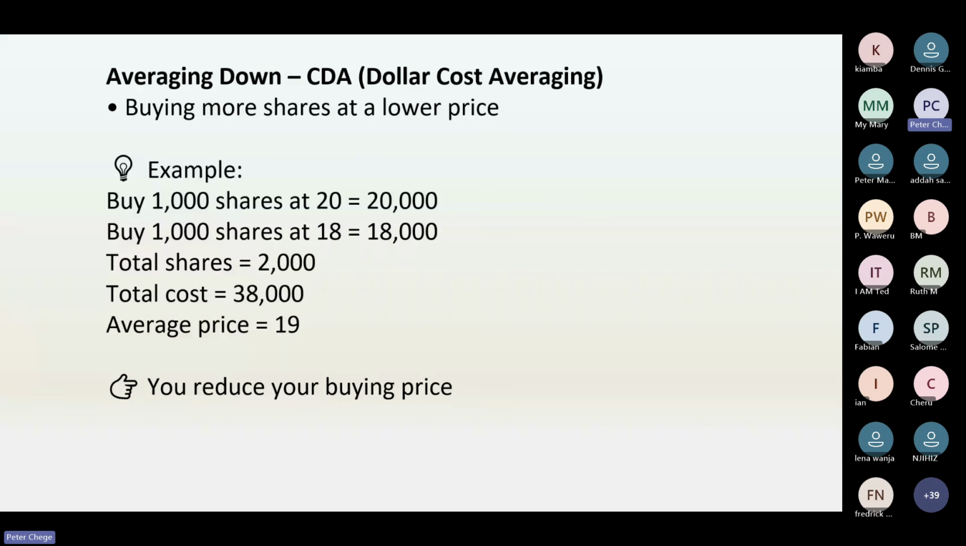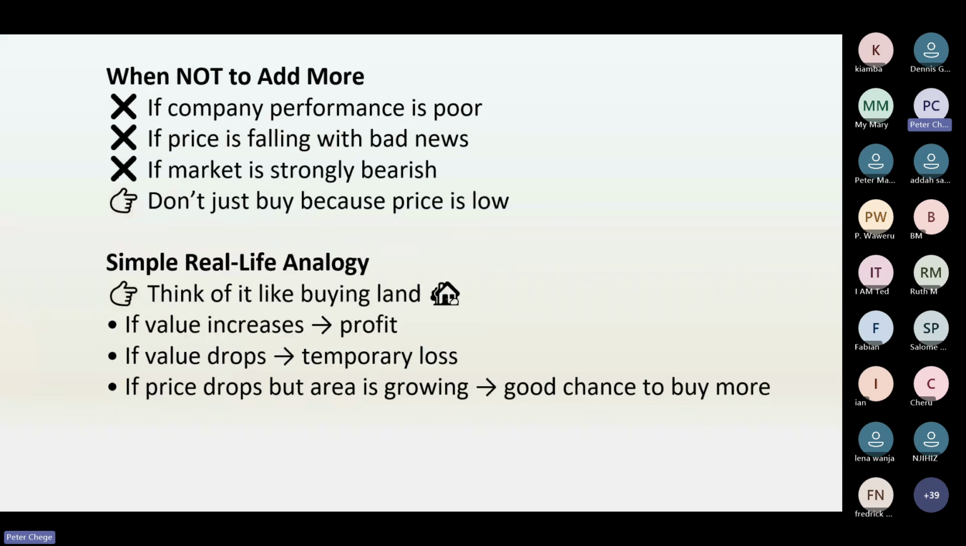So never panic when prices go down. You only need to add more, but it's not every time you add more. If company performance is poor, it means the price is dropping because of company performance. It may never recover. If it is bad news, say a company has announced they are closing some of the branches, they are left with one. That's bad news.